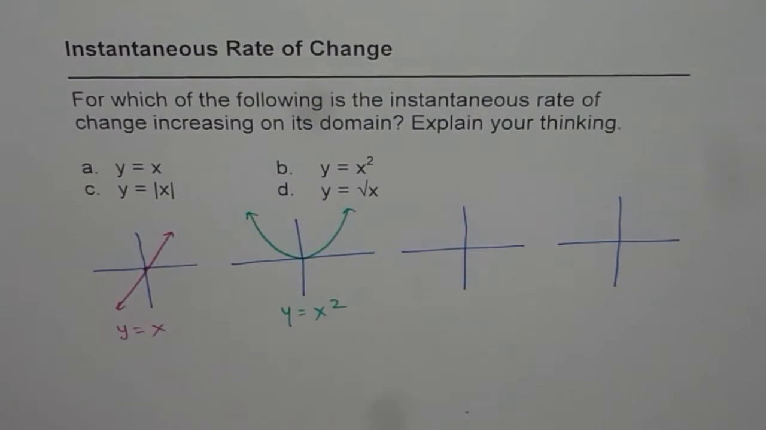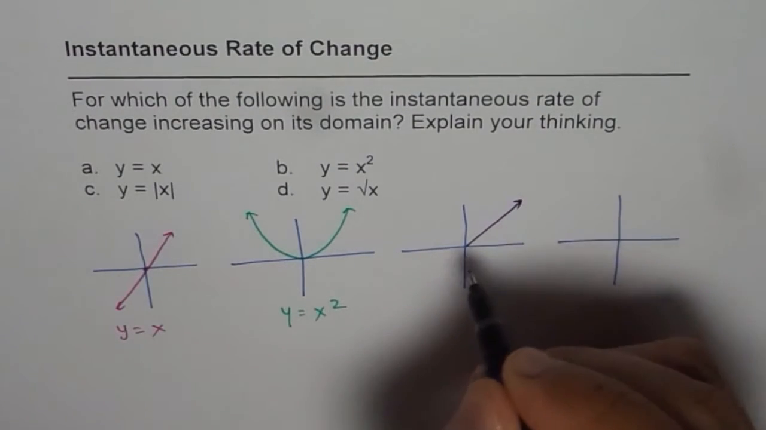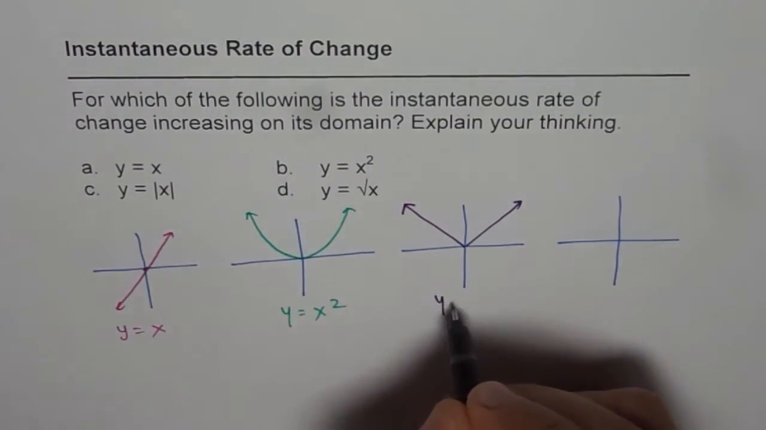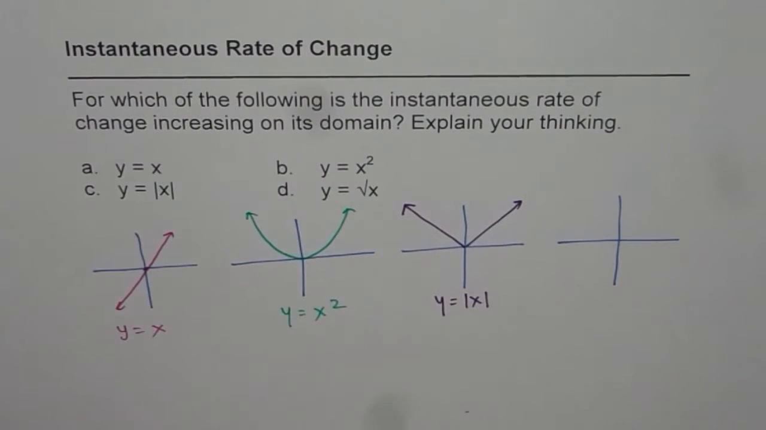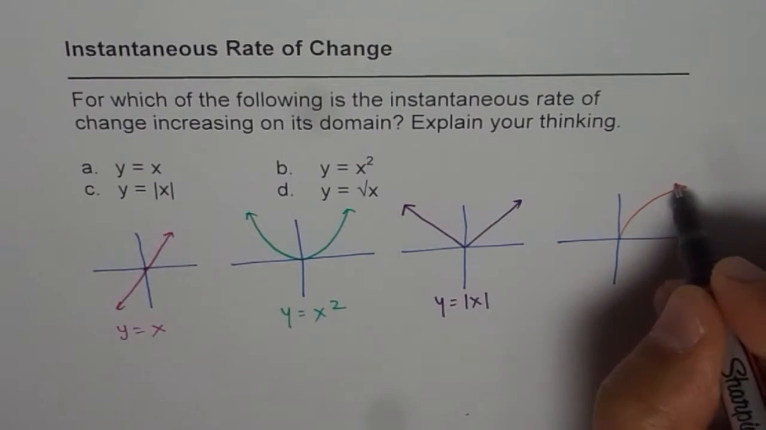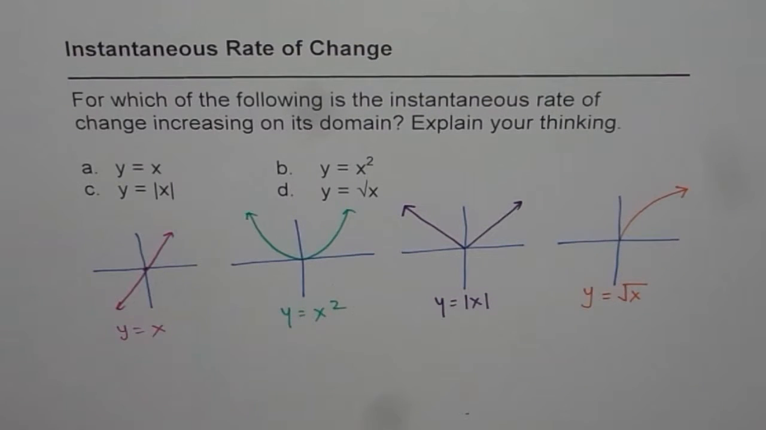Now let's draw the third one, which is y equals absolute x. So absolute x is always greater than or equal to 0. That is y equals absolute x. And the fourth one is y equals square root x. It's only in quadrant 1, and that is our function y equals square root x. Now let's try to analyze how the rate of change is changing.